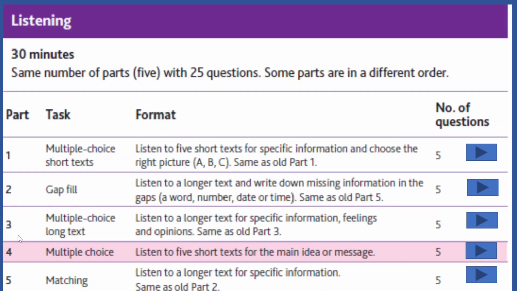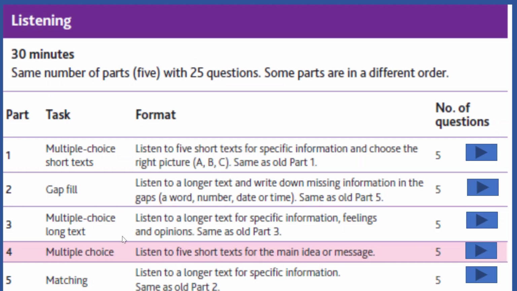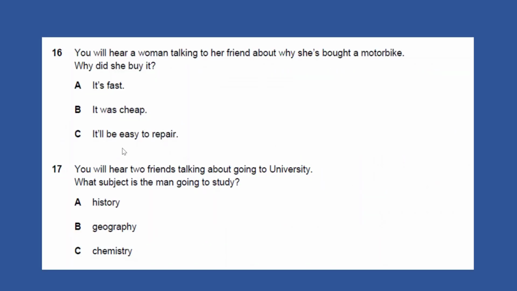That was part 2. For part 3, we have a multiple choice long text. Students are going to listen to a longer text for specific information, feelings, and opinions, the same as old part 3. Let's see an example. Here, you will hear Robert talking to his friend Laura about a trip to Dublin, and you have different questions. Here, all the questions are related to the same topic. This is different from the next part, which is multiple choice, in which students are going to listen to 5 different short texts for the main idea or message. Here, each one is different from the other.